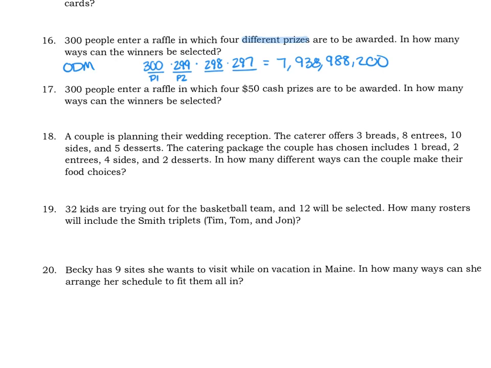All right, compare that to number 17, where people enter a drawing and 4 $50 cash prizes are awarded. So notice now there is no difference in the prize, okay? Whether your name is the first one drawn, the last one drawn, or somewhere in between, you win the same thing as everybody else. There's no benefit or difference because you were chosen first versus last. And so this is one where order does not matter.